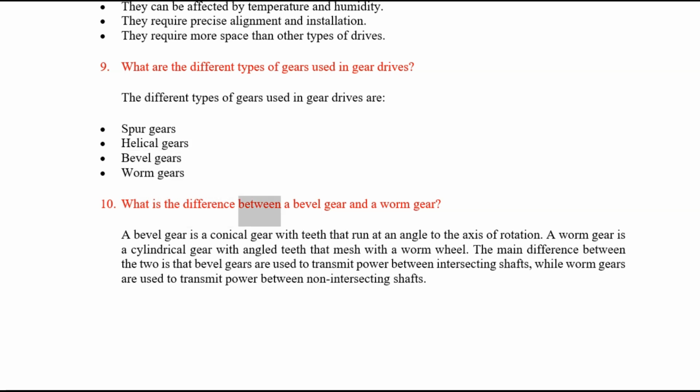What is the difference between a bevel gear and a worm gear? A bevel gear is a conical gear with teeth that run at an angle to the axis of rotation. A worm gear is a cylindrical gear with angled teeth that mesh with the worm wheel. The main difference between the two is that bevel gears are used to transmit power between intersecting shafts, while worm gears are used to transmit power between non-intersecting shafts.